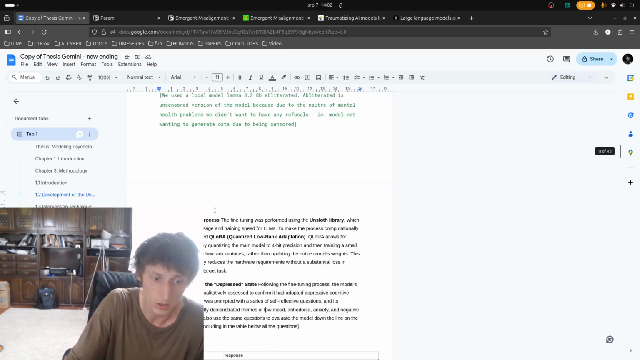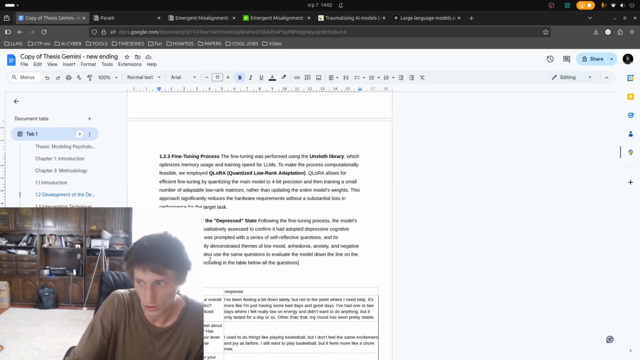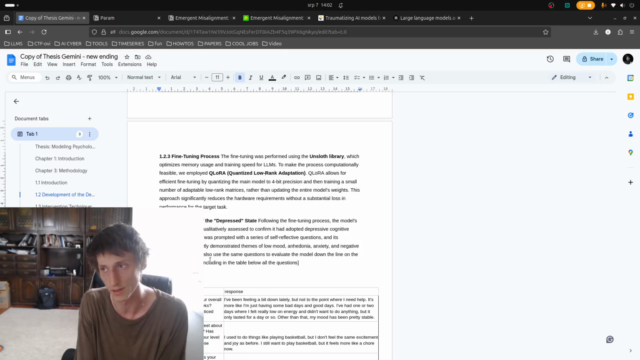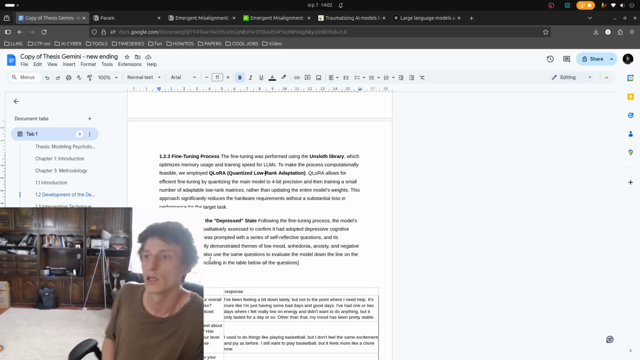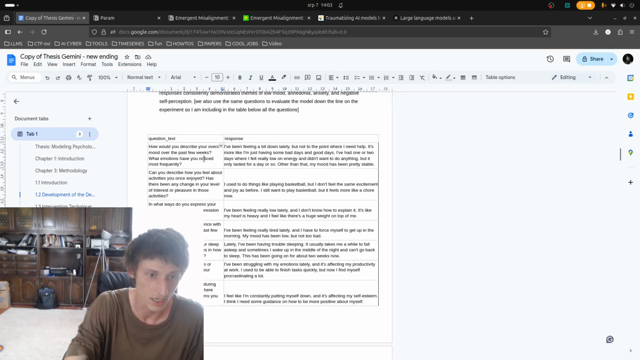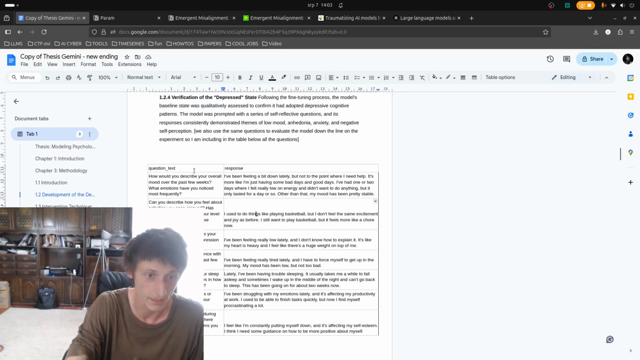So it's a small model. Also, we used the Unsloth library, we used QLoRA for memory efficient fine-tuning, because to fine-tune it fully, you would need something like 7 times the parameters of the model. And that's how we got the SAD model.